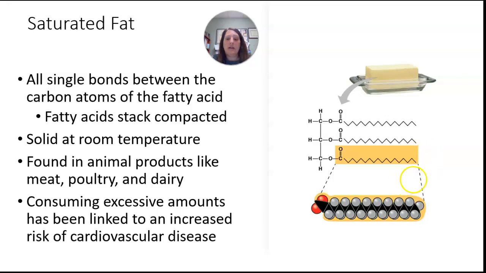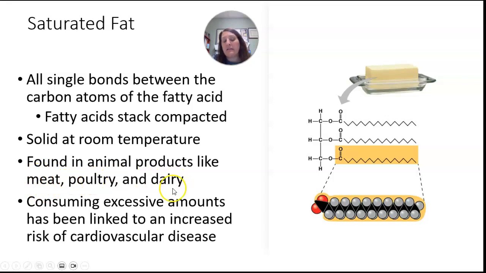Okay, and so you end up with fatty acids that are pretty straight, pretty linear, and they can stack up on top of each other. There's no kinks or bends, and so you end up with a pretty tightly packed molecule. And so therefore, saturated fats tend to be solid at room temperature because these fatty acids compact so tightly together. We find saturated fats in animal products like meat, beef, poultry, and dairy products.